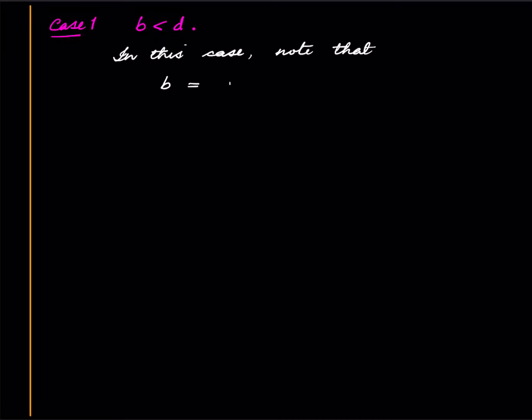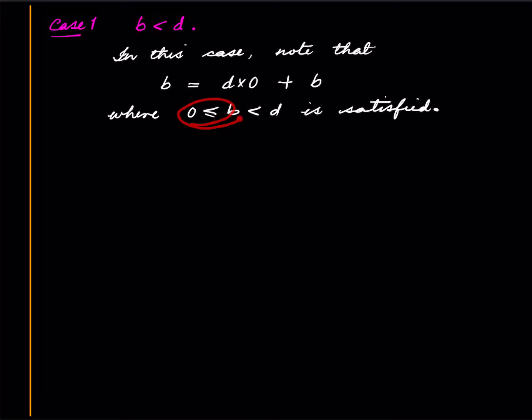B equals D into 0 plus B. Trivially, of course. Where, since B is less than D and B is a natural number, 0 is less than or equal to B is less than D is satisfied. Right? So if B were less than D, B is already a natural number, so in fact this is a strict inequality, so there's nothing wrong with writing this. And B can be written in the fashion divided into quotient plus remainder, and remainder satisfies this bound.